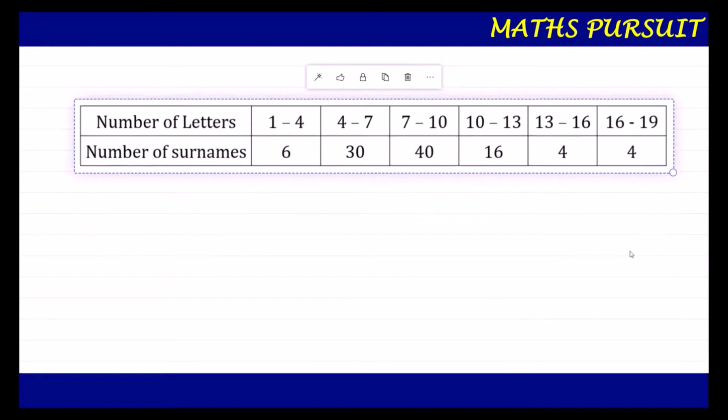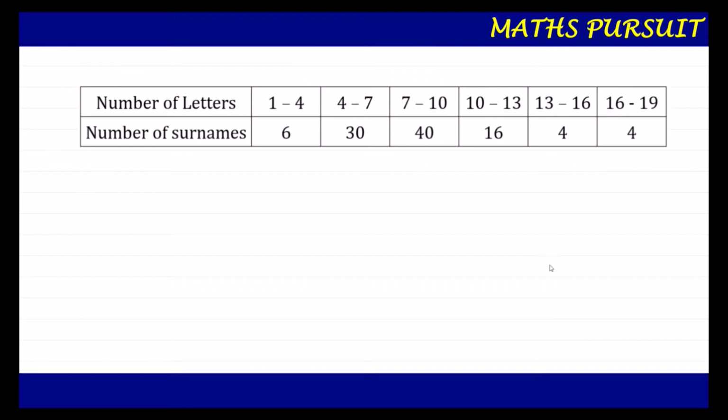If you look here, they have given in one row the number of letters, and in another row the number of surnames, like 1 to 4, 4 to 7, 7 to 10, 10 to 13, 13 to 16 and 16 to 19. The class height, or the difference between the upper limit and the lower limit, is 3. That means 4 minus 1 you will get 3, 10 minus 7 is 3, or 13 minus 10 is 3. Now in the other row they have given the number of surnames: 6, 30, 40, 16, 4, 4.